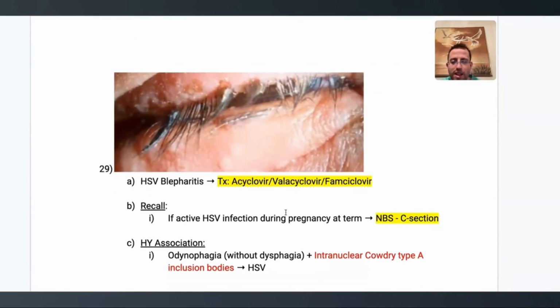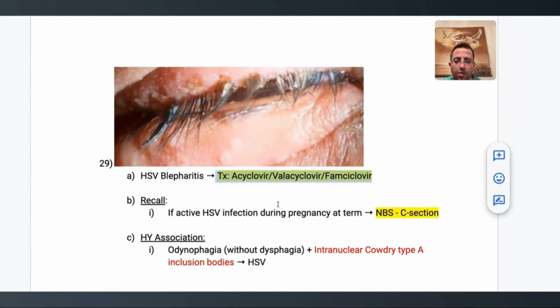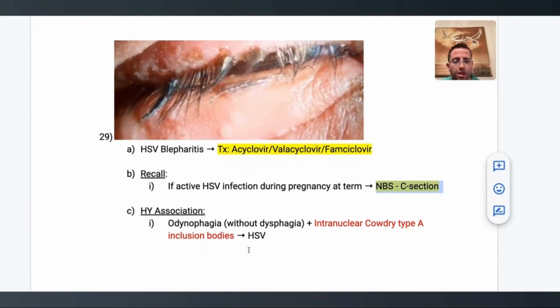29. If a patient has HSV blepharitis, how do you treat it? Well, you want to obviously treat the herpes virus with acyclovir, valacyclovir, or famciclovir. And recall that if a patient has an active HSV infection during pregnancy at term, then you want to do a C-section. That's something they love for the OBGYN shelf.